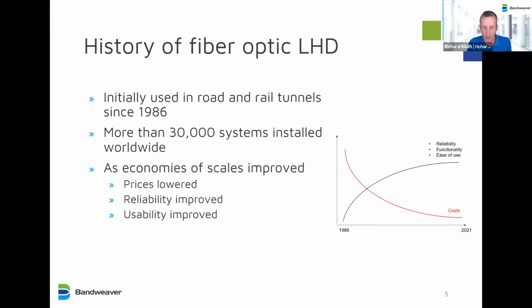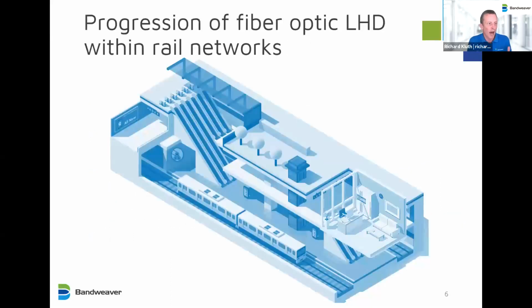And so as it's matured, the economies of scales have improved, the prices have lowered, reliability improved, usability improved, meaning this technology has expanded to a number of other areas. And if we look at the example of how fibre optic linear heat detection expanded within the rail network, it gives us an insight as to how this technology evolved.